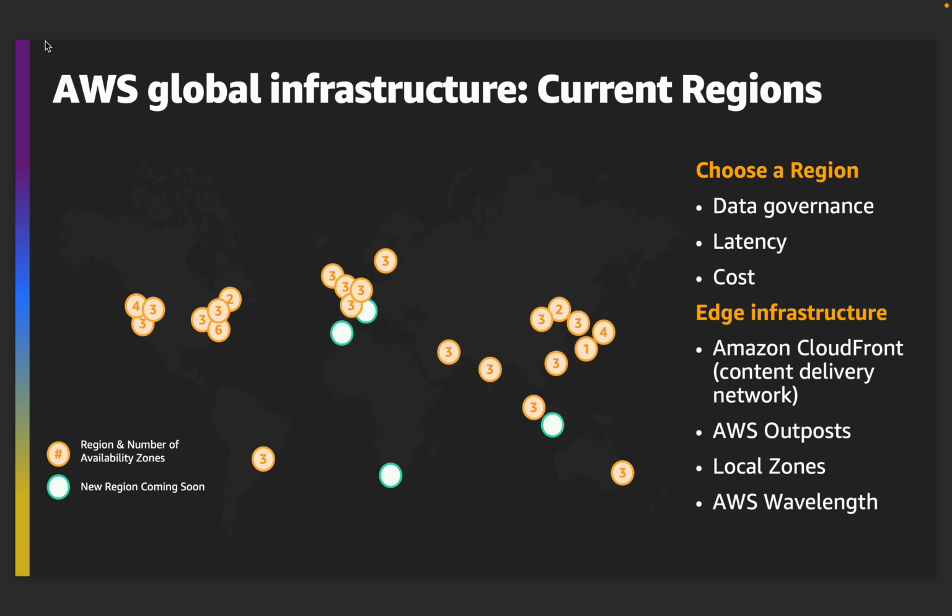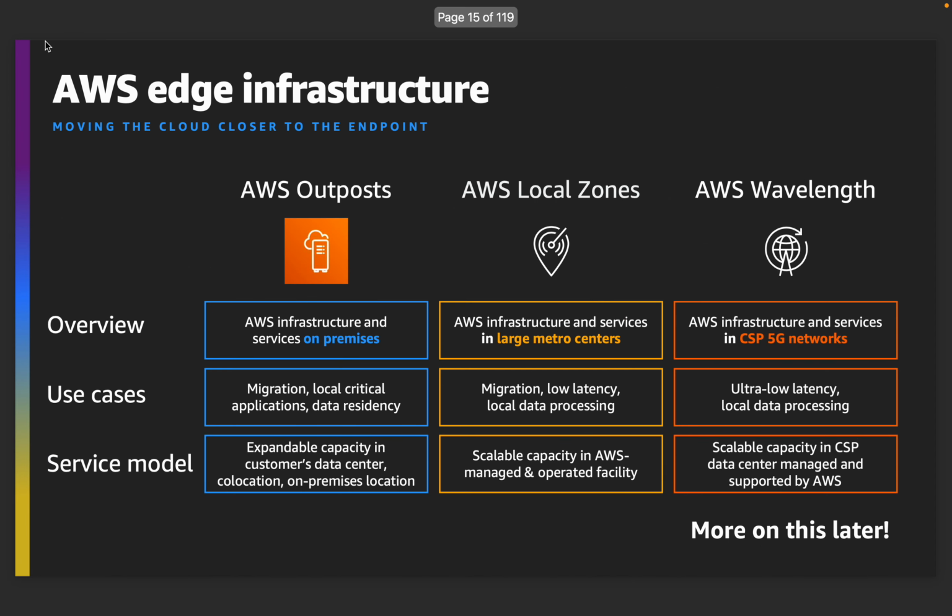For AWS global infrastructure, when choosing the region, consider data governance, latency, and cost. Edge infrastructure includes Amazon CloudFront, the content delivery network or CDN, AWS Outposts, Local Zones, and AWS Wavelength. AWS edge infrastructure is about moving the cloud closer to the endpoint. Edge is wherever your data is, so it will be placed nearby.